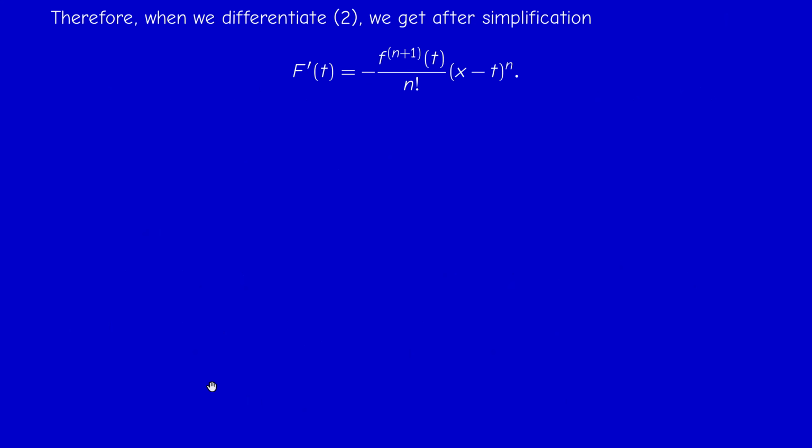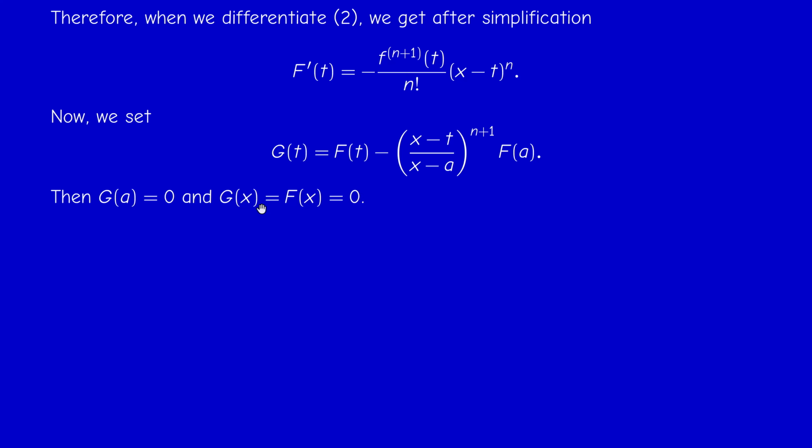Now, finally, we introduce another auxiliary function, which I call g of t, which is f of t minus x minus t over x minus a, to the n plus 1, times f of a. Okay, this is the last change of variables that I do. And now what happens when you put t equal a? I get f of a times x minus a over x minus a, which is 1. So I get f of a minus f of a, which is 0. And when you put t equal x, this is x minus x, so it's 0, and I just get f of x. But we already observed that f of x is 0.